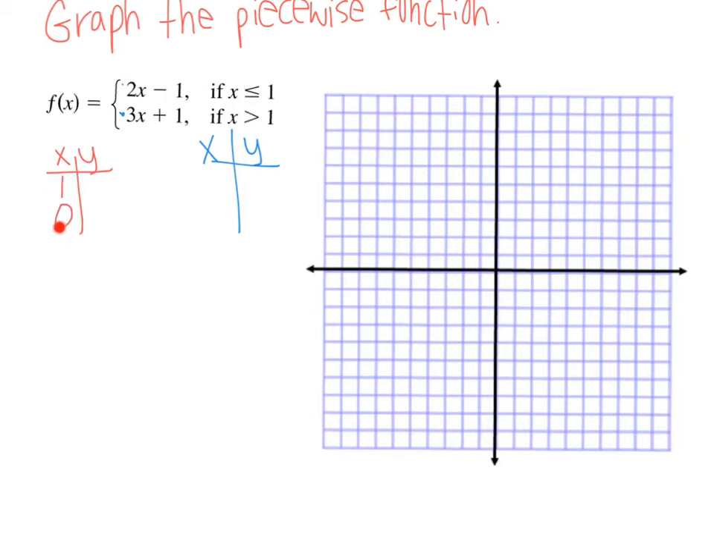After I choose my 2 x values, I plug them into the function to figure out what my y values are. So if I plug 1 in here, 2 times 1 minus 1 gives us 1. If I take 0 and plug it in, 2 times 0 minus 1 is negative 1.